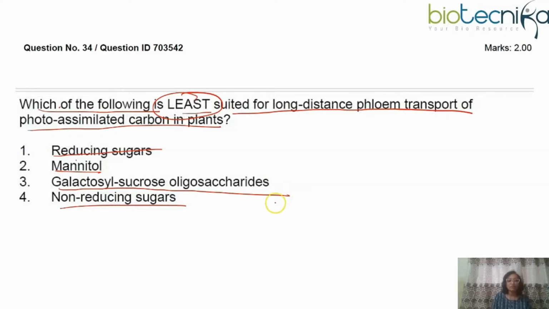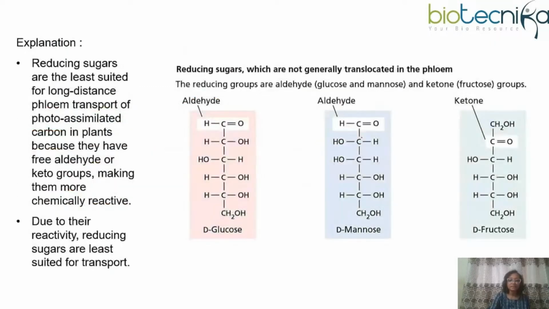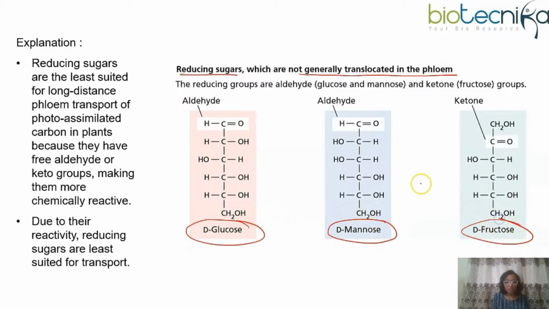Predominantly, the transport form is sucrose. Now, why is that? The reason is that reducing sugars are not generally transported or translocated in the phloem. Reducing sugars like what? Reducing sugars like glucose, mannose, fructose. These are not transported in the phloem. Now, what is the reason for that?